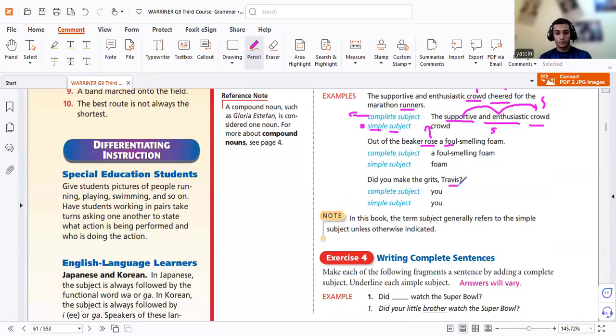Sometimes when you talk to people, you can use names. Did you make the grits, Travis? So I'm talking to you. Did you, Travis, make the grits? So this is the verb, and a new subject, and your object. You found it? Yes. That is what we need you to know.